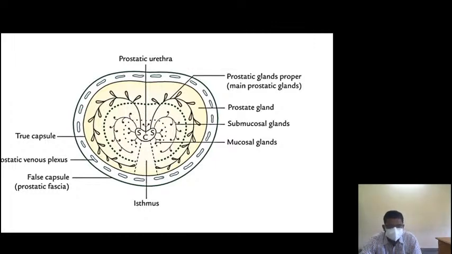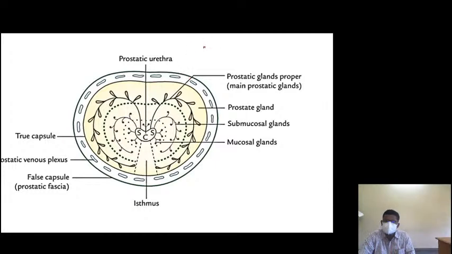and the false capsule ultimately drain into the internal iliac vein, and these venous plexus are also connected to another plexus called the Batson's venous plexus. These Batson's venous plexus are seen around the vertebrae, and they travel from the region of the coccyx up to the brain. So any carcinomas which invade through these veins, those carcinoma cells can easily pass through the Batson's venous plexus, and they can even enter the brain.